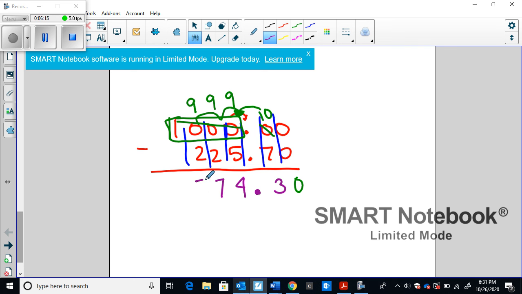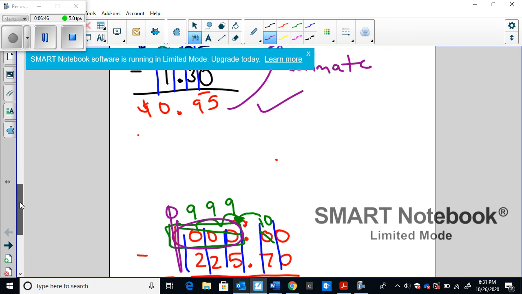9 minus 2 is going to be 7. And then there's nothing in this spot anymore. Just a 0, which we don't even have to put because it's at the beginning of the number. And so what we're left with is $774.30. So it's a little bit more complicated when we have all of these leading zeros. But we can just bunch them all together to create 1,000 or 100 or whatever and take 1 away from that number if we've got a bunch of zeros in a row. And that's just a helpful trick for us when we're subtracting our decimals.